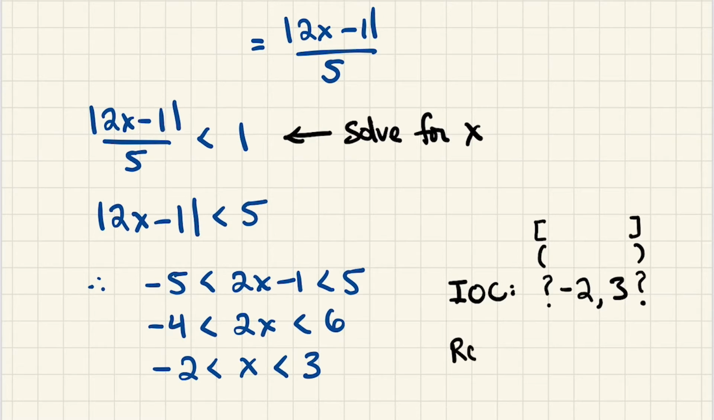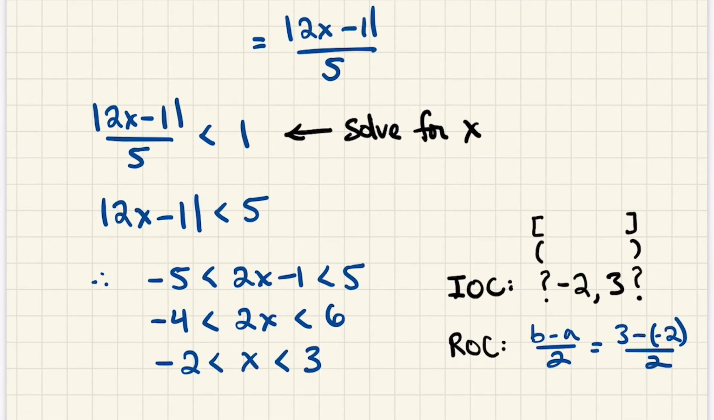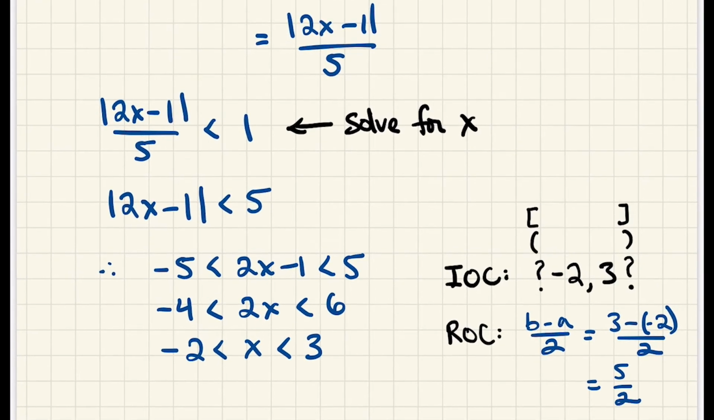The radius of convergence is half of the length of the interval. So you can think of it as b minus a over 2 if you want. In this case, it would be 3 minus -2 over 2. So that would be 5 over 2.